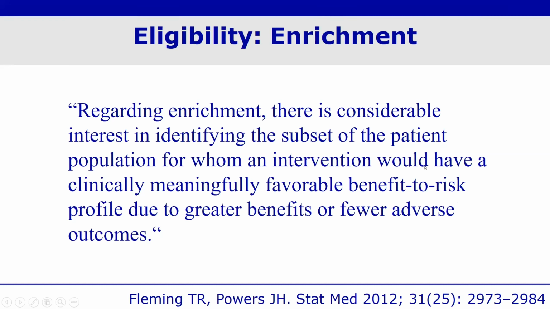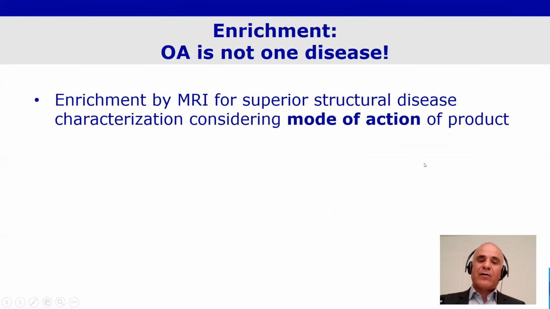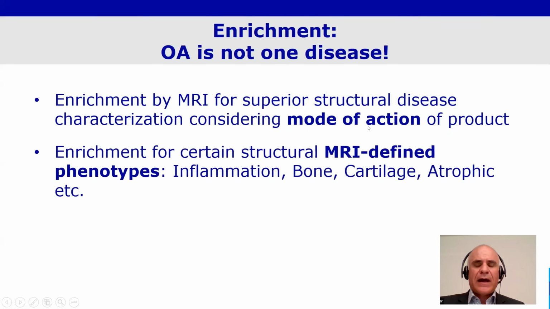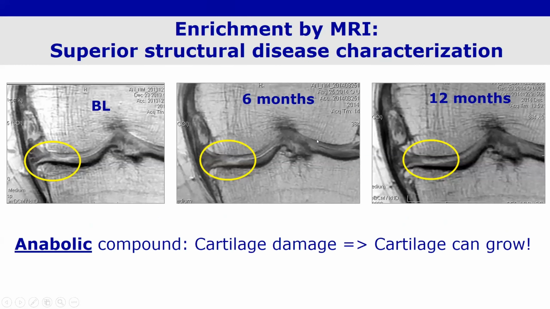Again, I'm thinking about this very heterogeneous sample of Kellgren-Lawrence 2 and 3. Enrichment by MRI, for example, may be used to consider the mode of action of a given product or compound. I will briefly touch upon also phenotyping that was mentioned by Tuhina Niyogi earlier. When we were thinking about clinical phenotyping, we may also consider structural phenotyping. And then finally, using a more pragmatic approach and looking at subjects at risk defined by structure and clinical parameters. So enrichment by MRI.